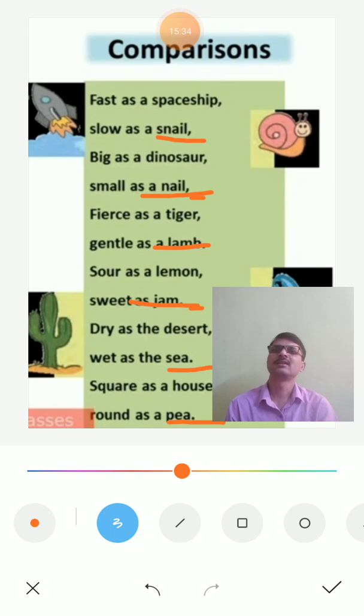Okay, then look here. There are also pairs of adjective and noun used there, and these are used for the comparative forms.